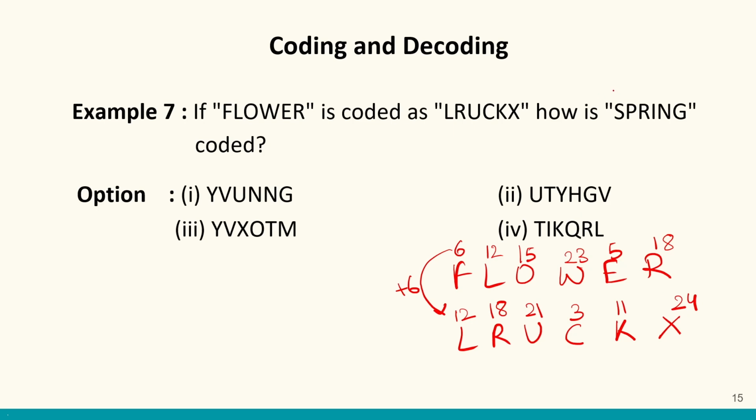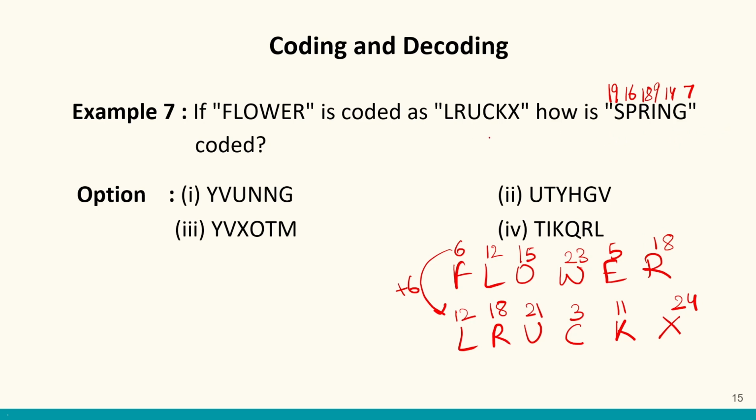S is coded as 19. P is coded as 16. R is coded as 18. I is coded as 9. N is coded as 14. And G is coded as 7. So we have to go 6 positions forward. So 19 plus 6 will give the 25th position. 16 plus 6, 22nd position. 18 plus 6 will give us 24th position. This was 9. 9 plus 6, 15th position.